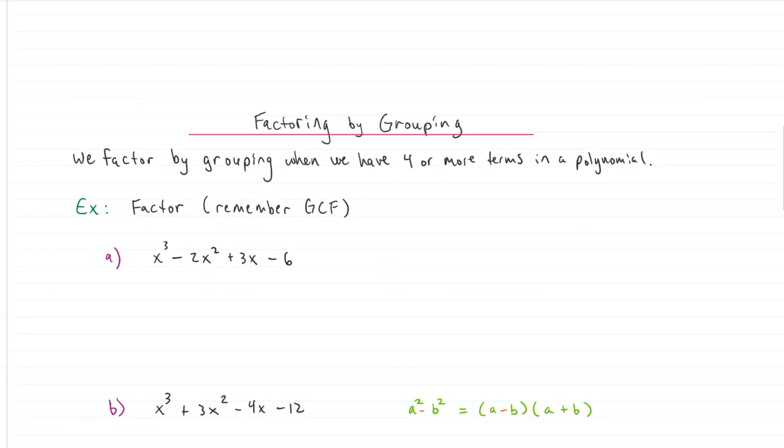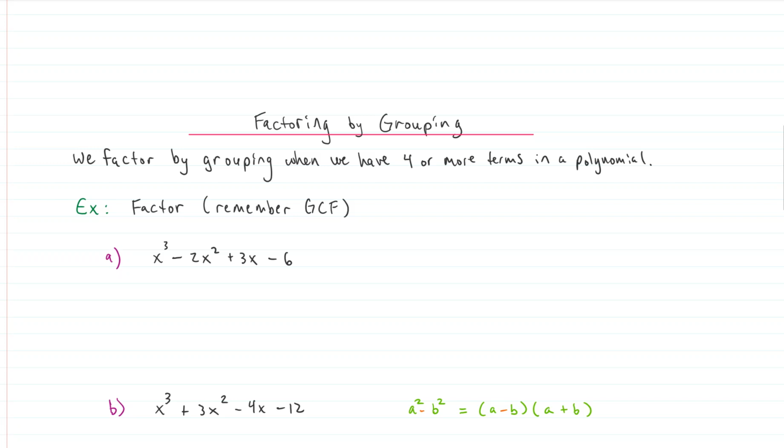And we're off. Factoring by grouping. We factor by grouping when we have 4 or more terms in a polynomial. So if we're asked to factor, and the polynomial that we're given has 4 or more terms, then your go-to solution strategy should be factoring by grouping. And this is how it works. I'm going to explain it as we go through our first example here.